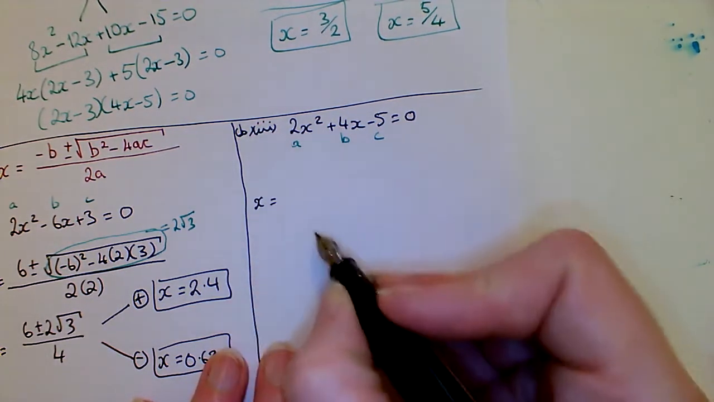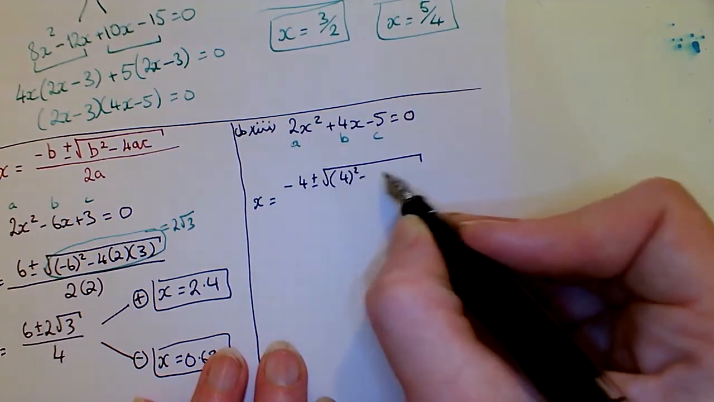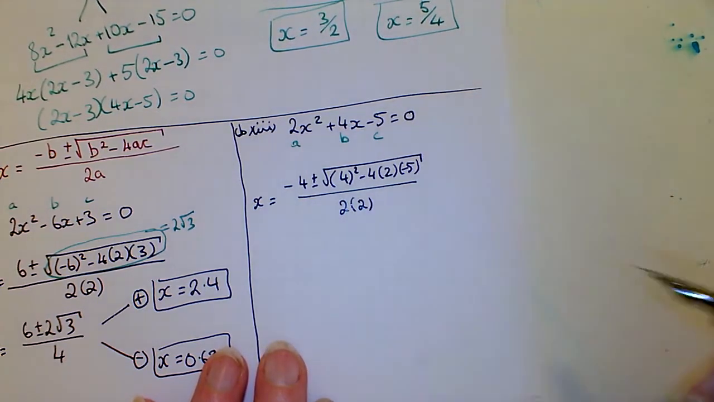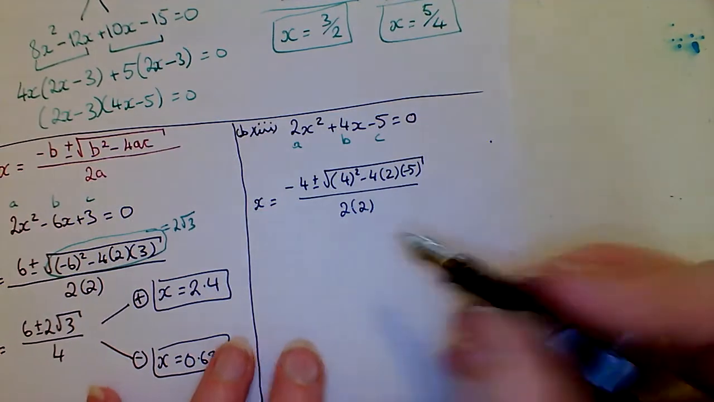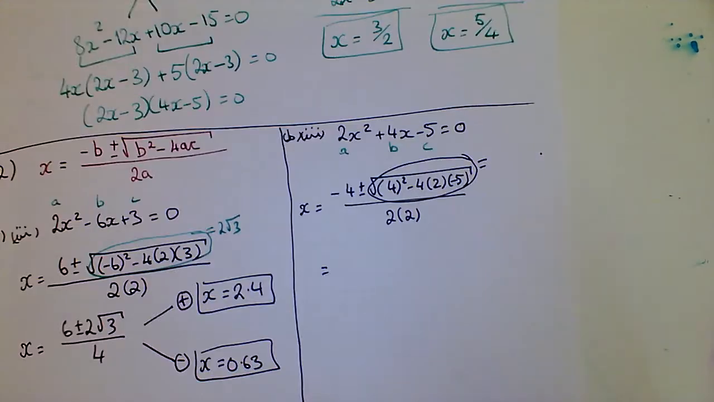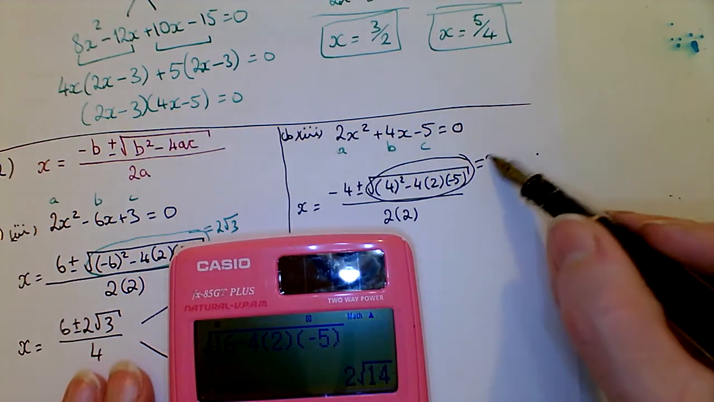So x is going to be minus b plus or minus the square root of b squared minus 4ac all over 2a. You can see that having learned off the formula, I can fill it in without even looking at it. I don't have to think about it. Then we're going to put this part into our calculator in one go. So we've got the square root of 4 squared minus 4 by 2 by minus, careful there, by minus 5, and that is 2 root 14.